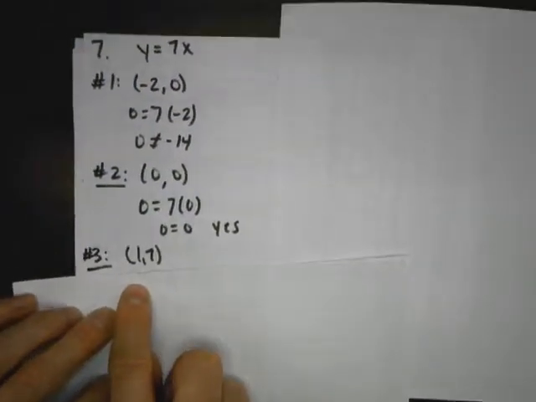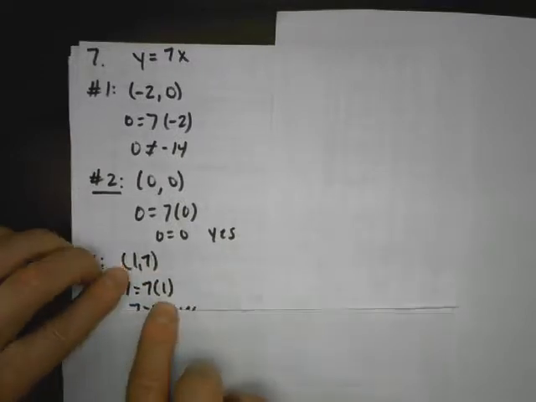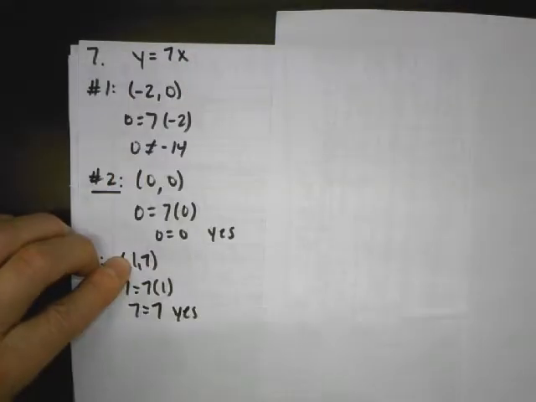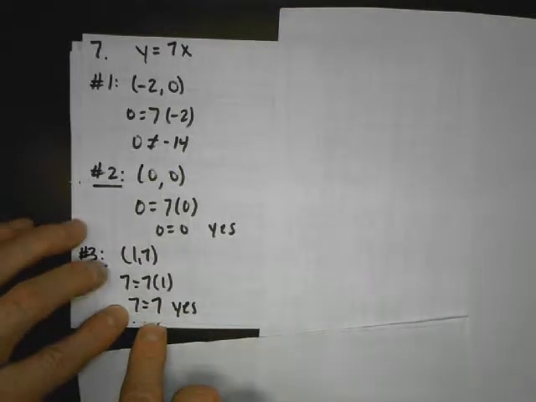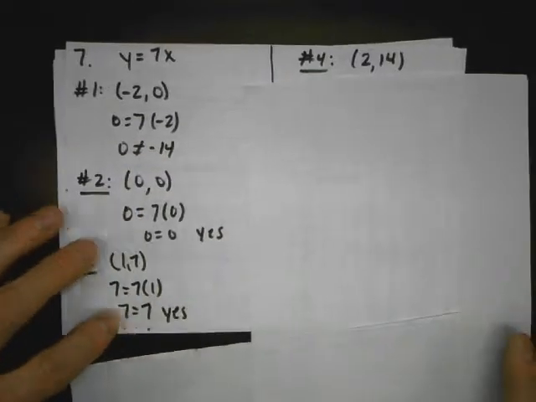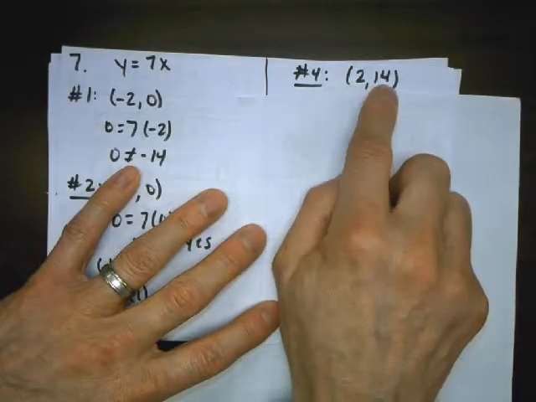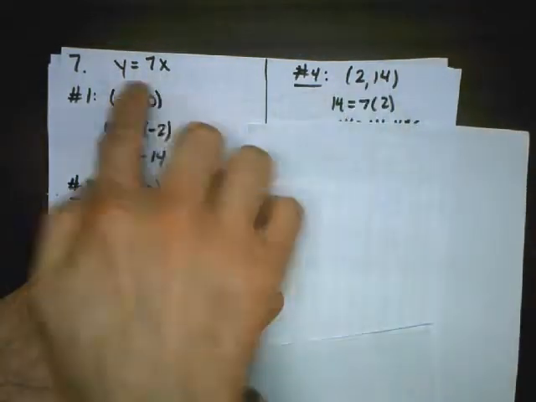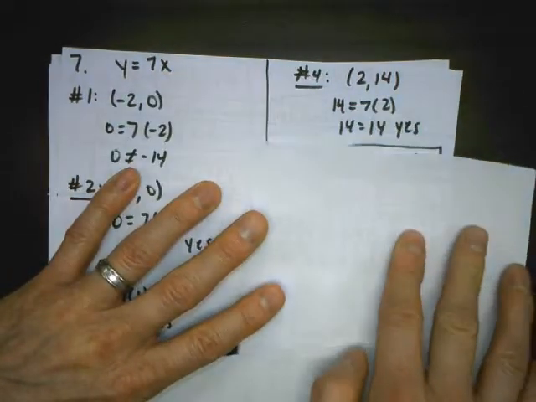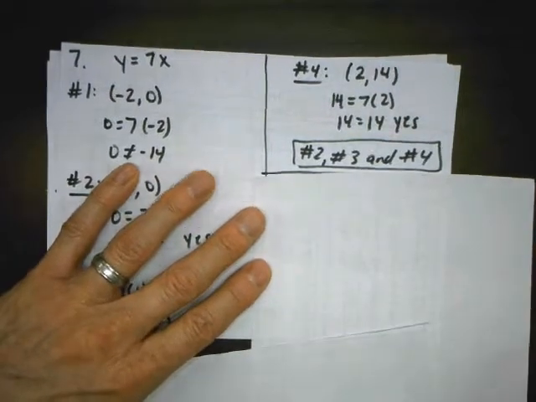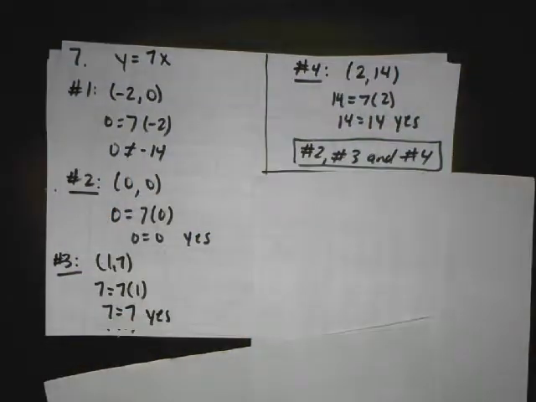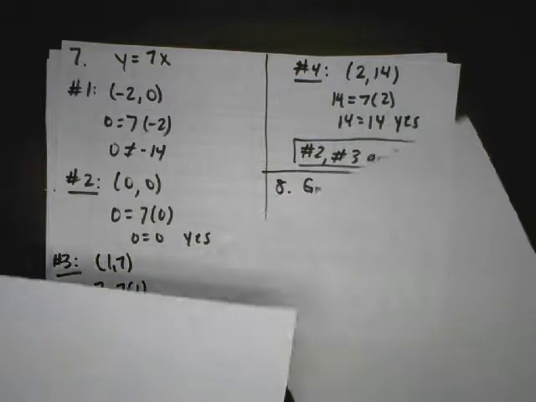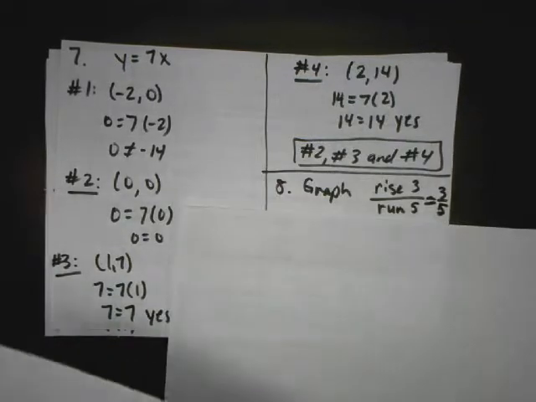Let's check 3. We have the point 1, 7. I plug y where y goes, x where x goes into this equation again, simplify. That's true, 7 equals 7, so 2 and 3 are both part of our answer, and 4. X is 2, y is 14. I put the y where the y goes, x where the x goes, and I simplify. That's true. So 2, 3, and 4 are all solutions to that equation, or they're all on the graph of that line for that equation.